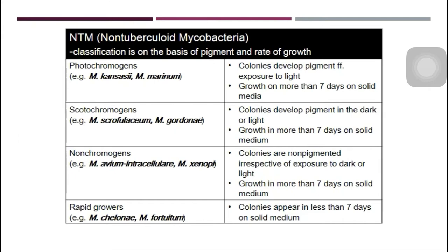For non-chromogens, example, we have M. avium intracellulare and M. xenopi. Their colonies are non-pigmented, irrespective of exposure to dark or light, and their growth, okay, is more than 7 days on solid medium. And for rapid growers, that includes M. chelonae and M. fortuitum po. Colonies appear in less than 7 days on solid medium.